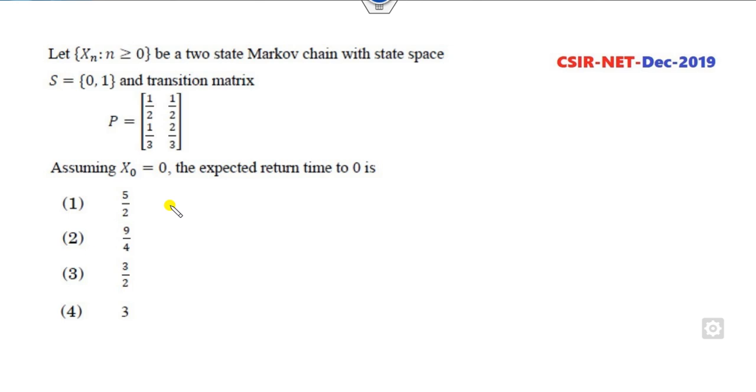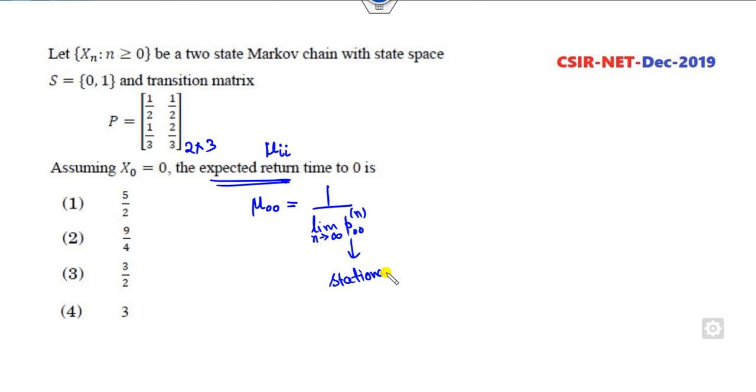Okay, look at this Markov chain, it's a 2 cross 2, then you have to find the expected return. Expected return is already denoted by mu ii. Here is state 0, so your target is to find mu 0,0. What is the answer of this? That is the reciprocal of pi 0. That's the result of this. So what is that? This is my limiting probability, or you can say stationary probability.